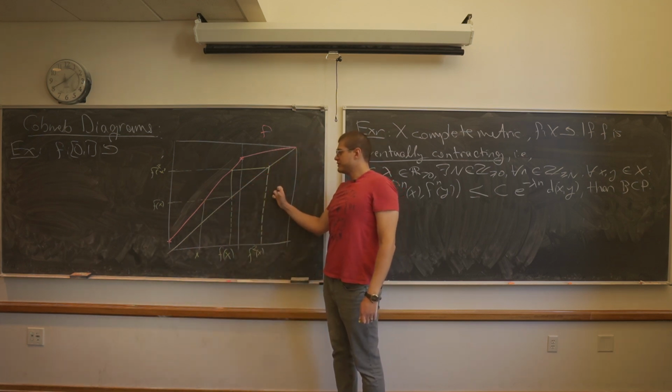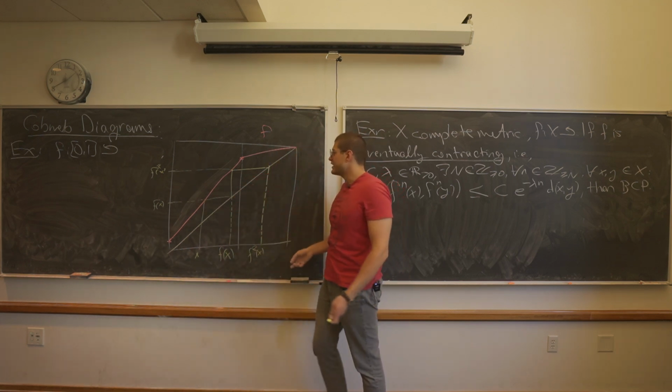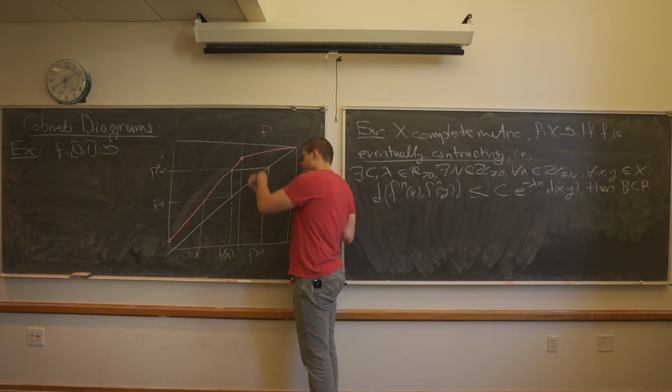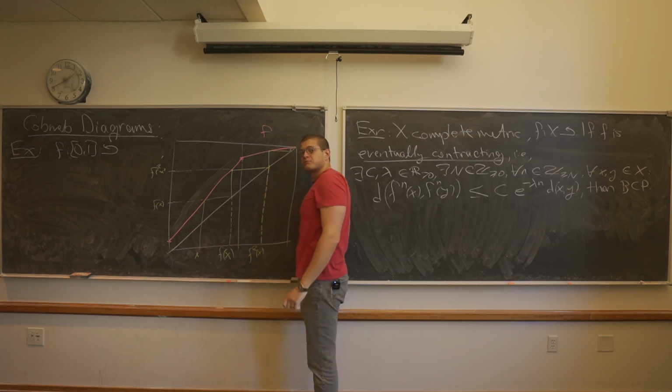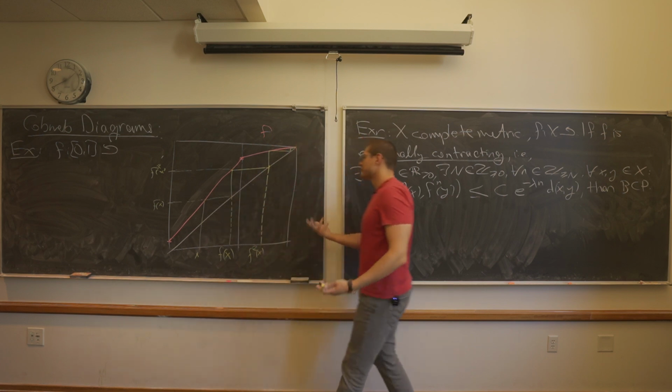Now I hope you see the point. You can keep iterating this idea. You can say, instead of projecting the beam downwards, I'm going to keep going like this. Boom, boom, boom, boom, boom, boom. So this is why this is called a cobweb diagram.